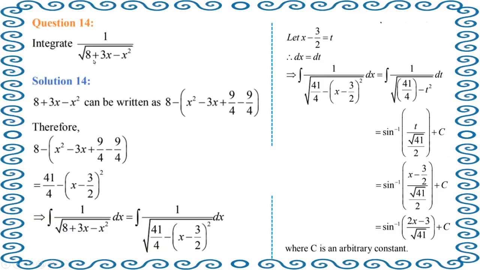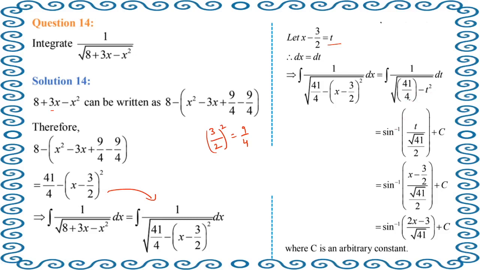14th question here, 1 upon under root 8 plus 3x minus x square. Same way, first of all, make the complete square. How would we make it? Take the coefficient of x, which is 3. Take its half, 3 by 2. Then do the squaring, which means 9 by 4 we have to add, and 9 by 4 we have to subtract. Make the complete square. We are getting this thing. Now put this value in the given integral. We are getting this. So x minus 3 by 2 equal to t. We are assuming the substitution method, dx equal to dt. Now the denominator will be converted like this, 41 by 4 minus t square.